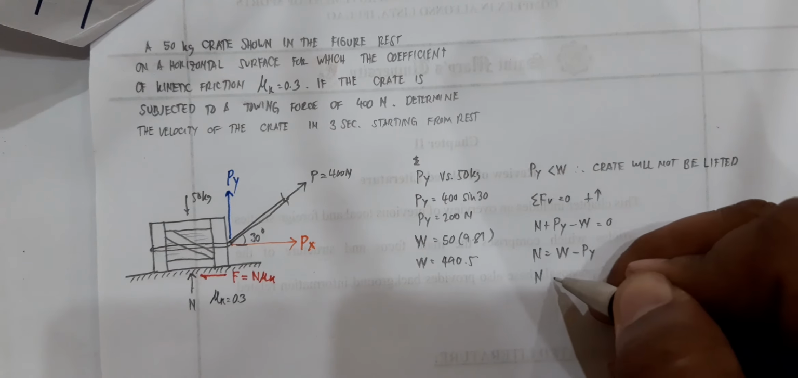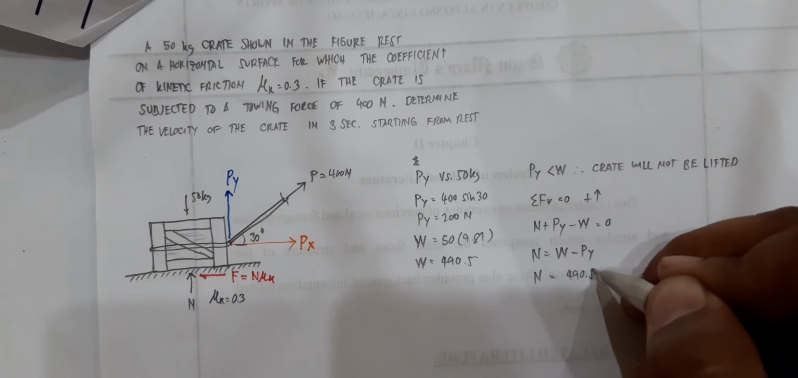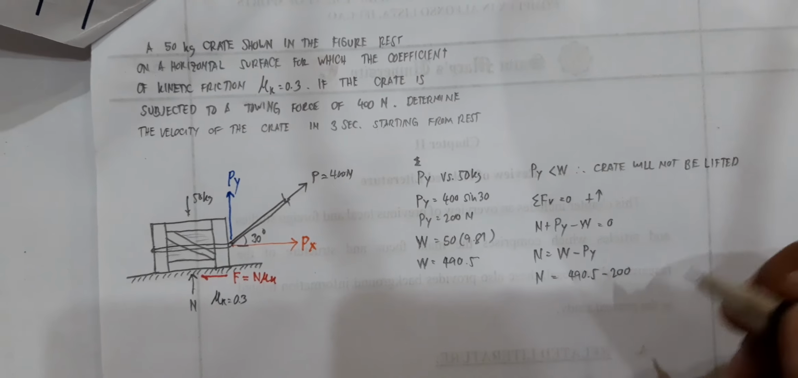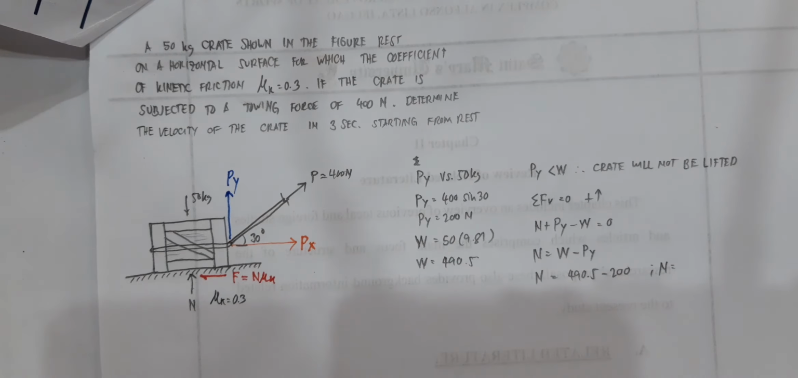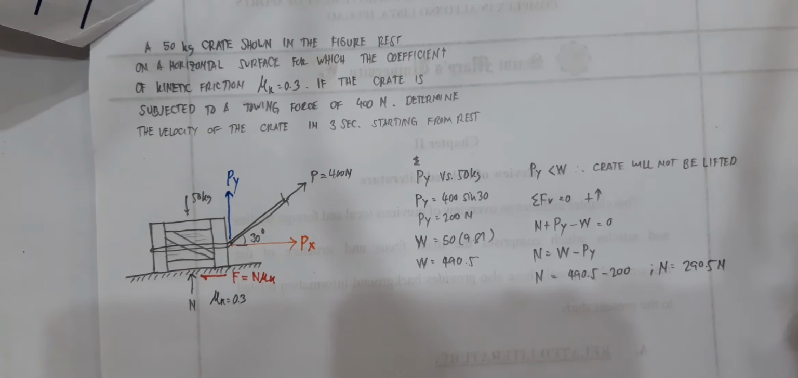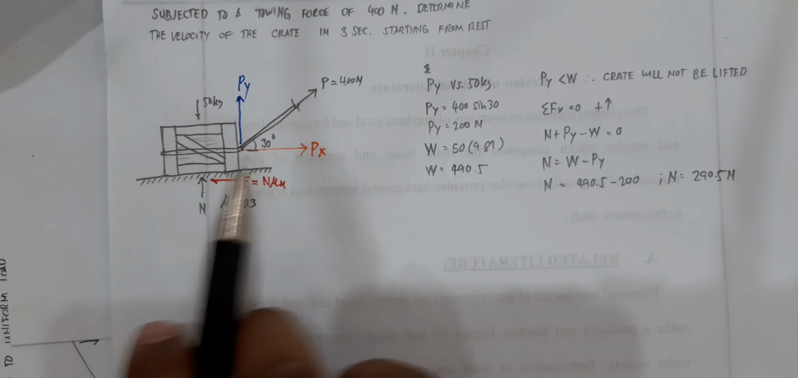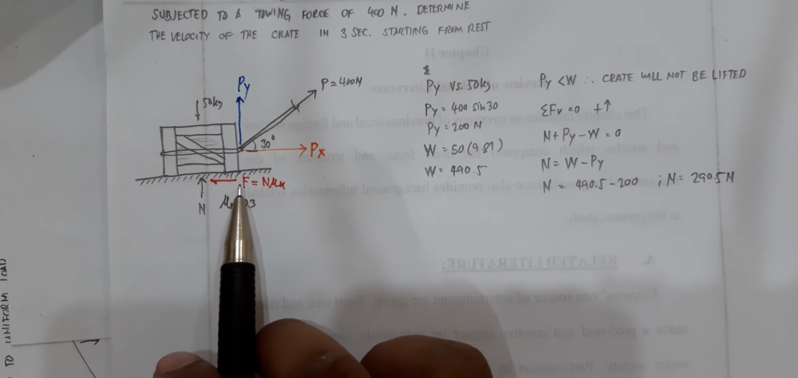So N now would be equal to, transposing to the other side of the equation, W minus Py. So N is equal to W, 490.5 less 200 newtons. Okay, so you would have your normal force N to be equal to 290.5 newtons.